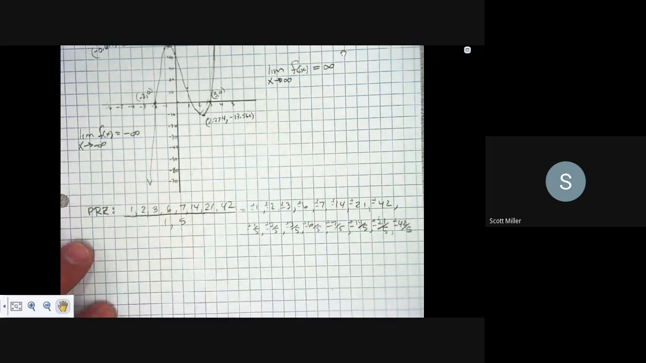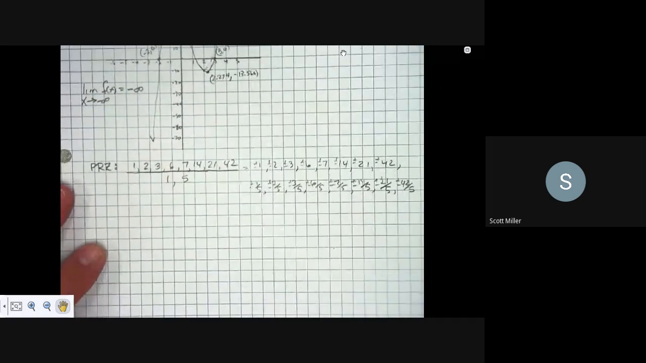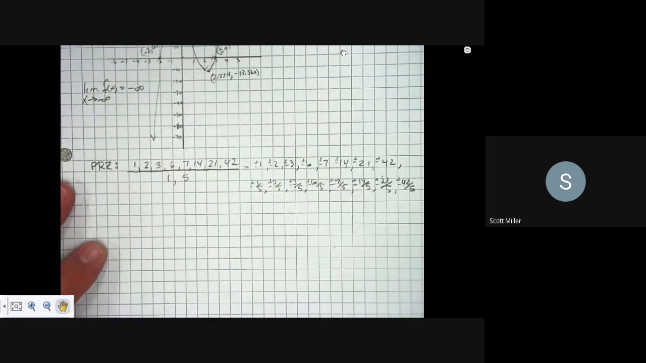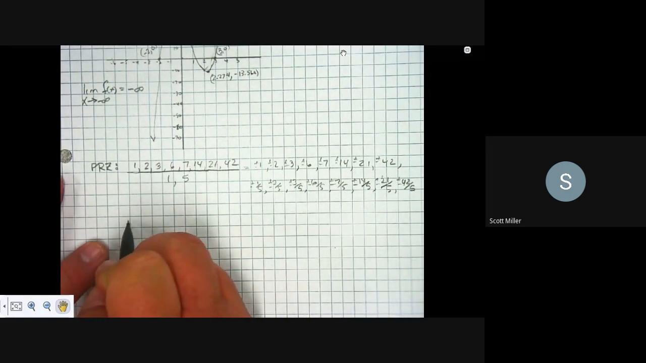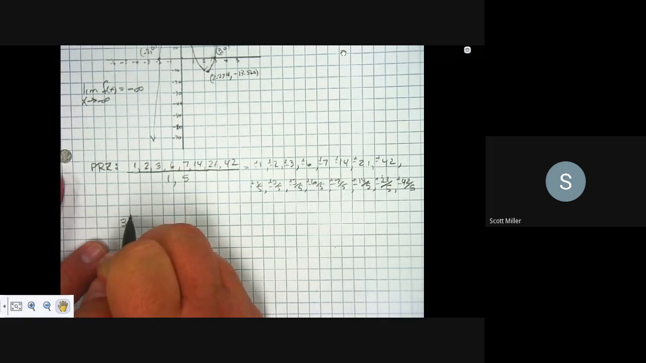To do that, I use synthetic division. Synthetic division will do two things for you. It will confirm that a number is indeed a 0, and it will factor the polynomial as you go. Here we go. We're going to set it all up. I'm going to test the 3. I'm going to do synthetic division.